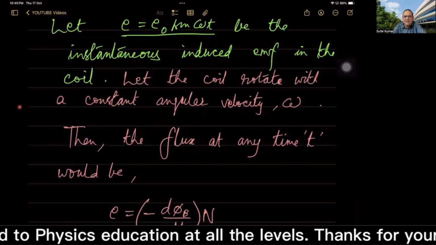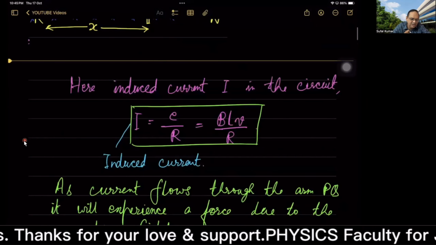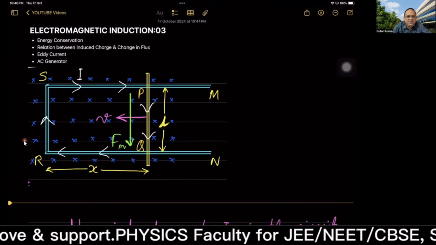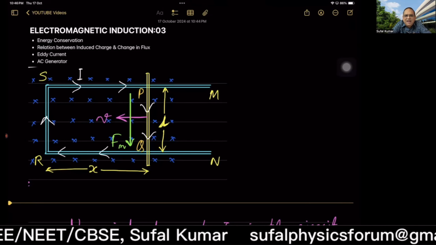So now I guess nothing is left, and this way I have completed the third part of electromagnetic induction.